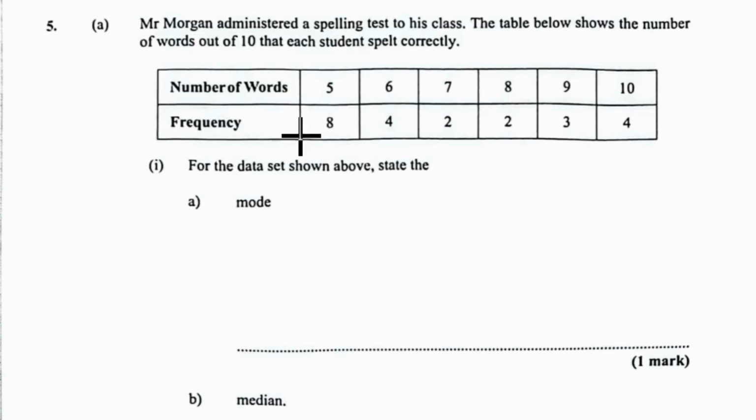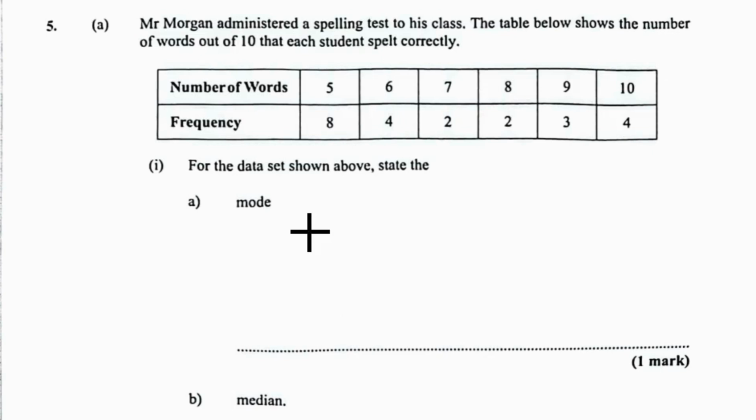So for example, of the students who got this exam, 8 of the students got 5 words correct, and then you have 4 students who got 6 words correct. So the frequency represents the number of times that you got these results in the top row. Okay, the number of times that it occurred. So the first part of this question is asking us for the mode.